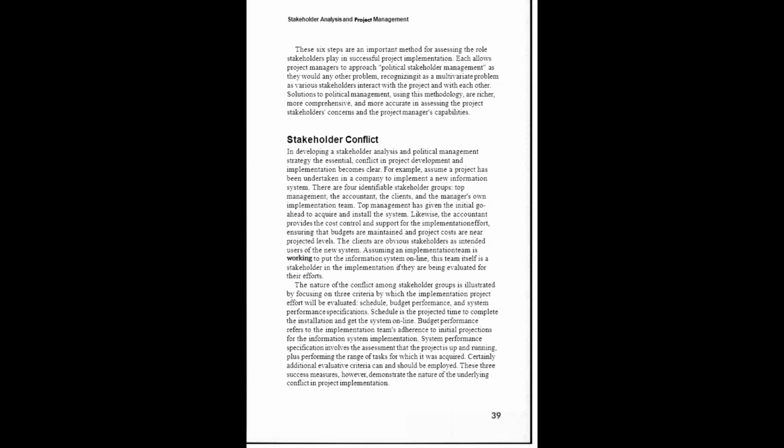The nature of the conflict among stakeholder groups is illustrated by focusing on three criteria by which the implementation project effort will be evaluated: schedule, budget performance, and system performance specifications. Schedule is the projected time to complete the installation and get the system online. Budget performance refers to the implementation team's adherence to initial projections for the information system implementation. System performance specifications involve the assessment that the system is up and running, plus performing the range of tasks for which it was acquired. Certainly, additional evaluative criteria can and should be employed. These three success measures, however, demonstrate the nature of the underlying conflict in project implementation.